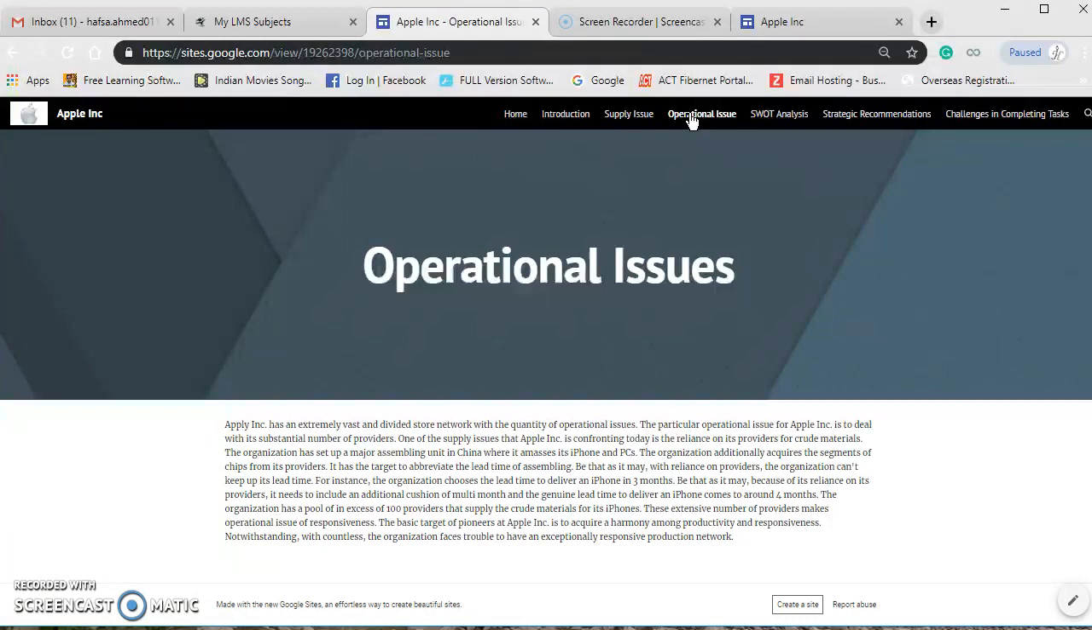The company has a pool of more than 100 suppliers which supply the raw material for the iPhone. This large number of suppliers creates operational issues of responsiveness. The underlying objective of the leaders at Apple is to obtain a balance between efficiency and responsiveness. However, with a large number of suppliers, the company faces difficulty in having a highly responsive supply chain.